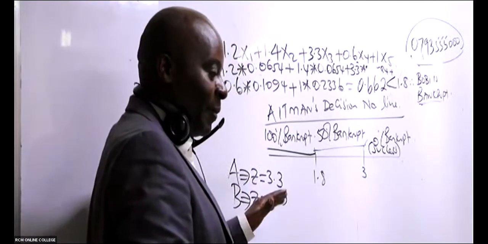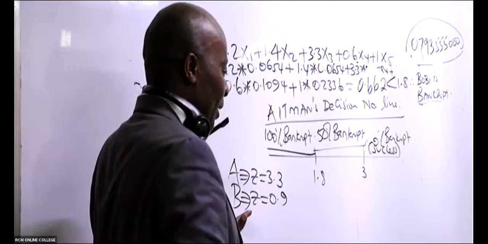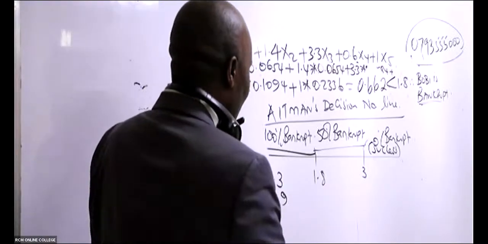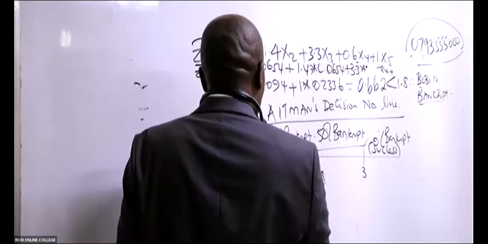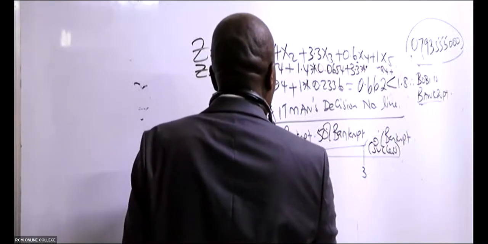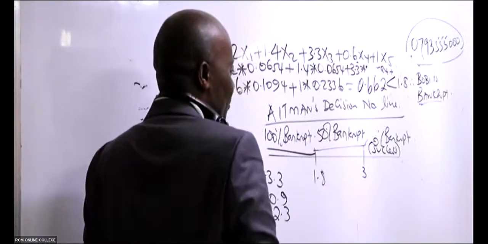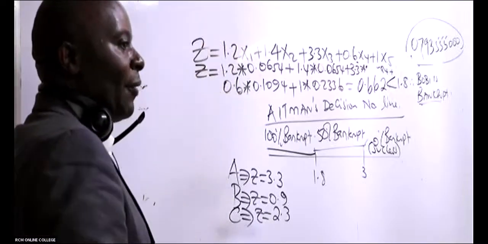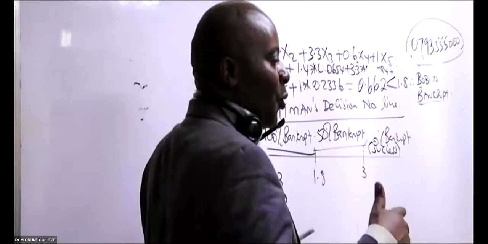It's 100% bankrupt, meaning that this company is a useless company. It's bankrupt, isn't it? We look at the last one, C. So C, you get a Z score of 2.3. Yeah, 50% bankrupt. That's how you interpret.